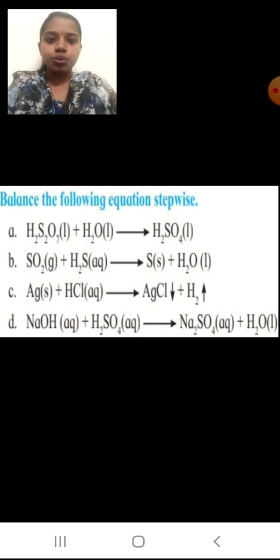First one is H2S2O7 plus H2O gives H2SO4, that is sulfuric acid. Next one, SO2 plus H2S gives S plus H2O. Then Ag plus HCl gives AgCl plus H2. And NaOH plus H2SO4 gives Na2SO4 plus H2O. Here you don't have to write all the steps, only the headings of these steps. No need to write all the steps in detail. Just write the headings and start balancing the reaction. The marks are only for balancing the reaction.